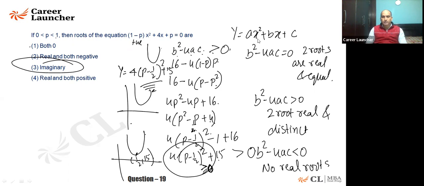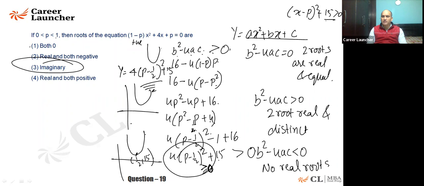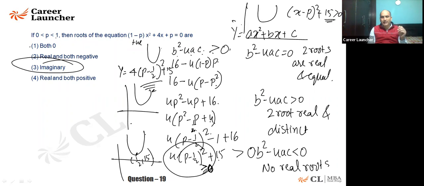Look at this. If I talk about this, where I say (x minus p) square plus 15 is the value which is coming, I'll say it is always greater than or equal to 0. There's no doubt about it. So I'll say the parabola is hanging in the air, roots are imaginary. But here I'm not solving this equation. I'm finding out b square minus 4ac, which is greater than 0. Why? It is a perfect square plus 15. A perfect square is always 0 or more than 0. Plus 15 will always be positive.